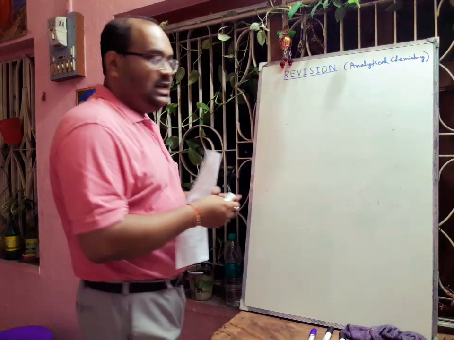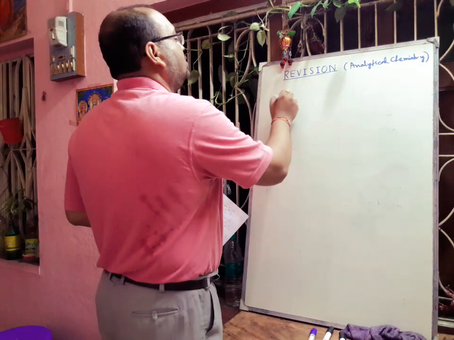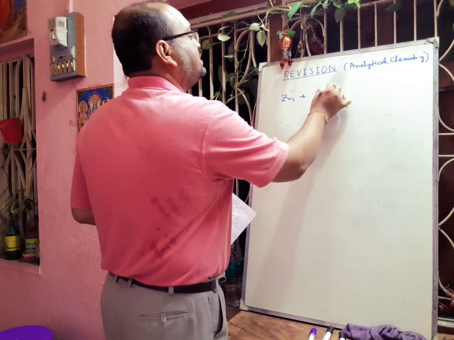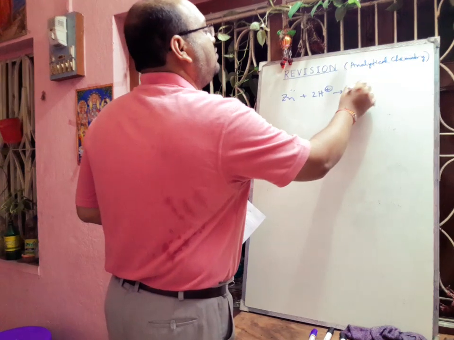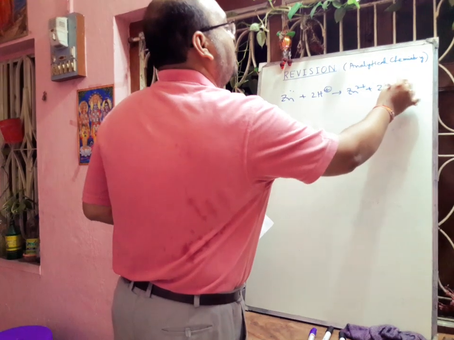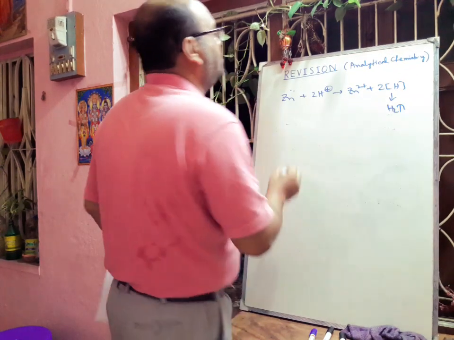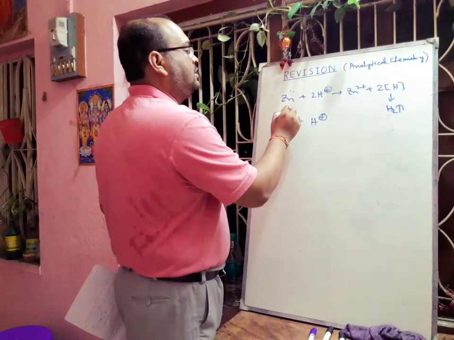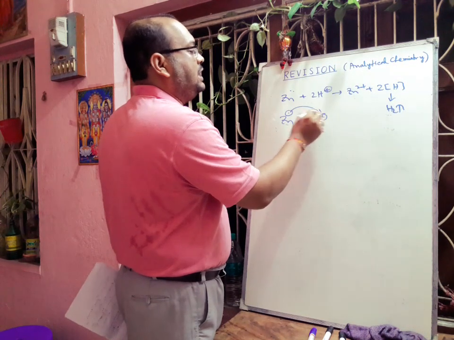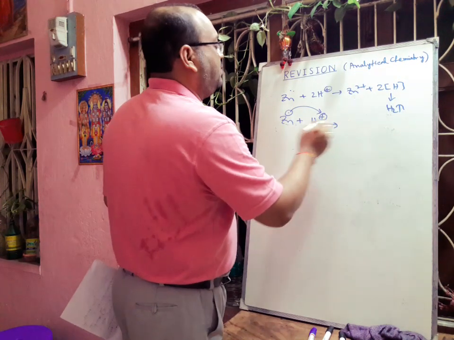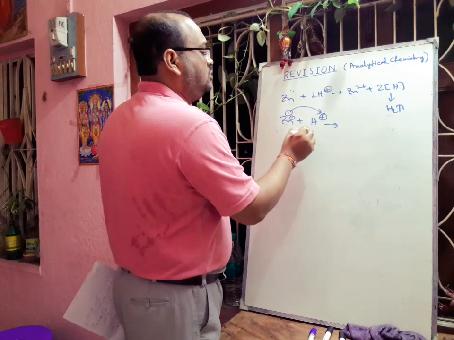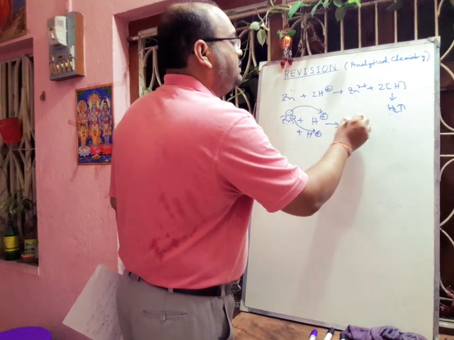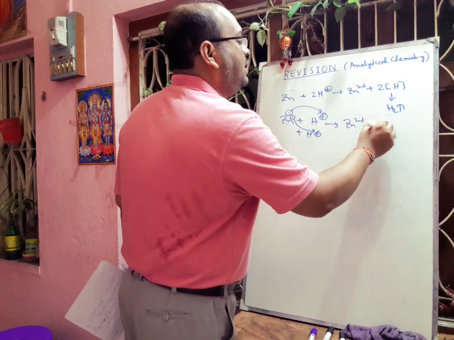Zinc has 2 electrons to give. It will give the free electrons to H plus, forming Zn2 plus and 2 H, and from this 2 H you will get hydrogen gas. So there will be transfer of electrons to H plus in this way. When you go to higher classes, you can easily understand. Zinc is giving 2 electrons to 2 H plus, forming Zn2 plus, and there will be formation of hydrogen gas.